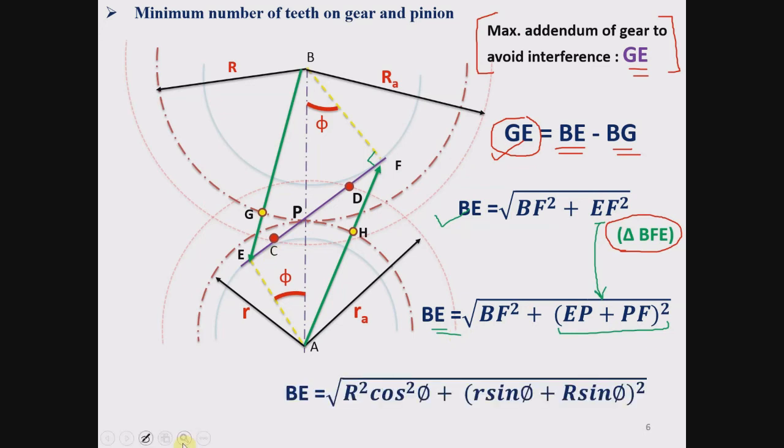Now, what is BF? What is BF? Look at the base circle radius of gear, which is equals to cos of phi times the pitch circle radius. Very good. So write down R cos of phi for BF.